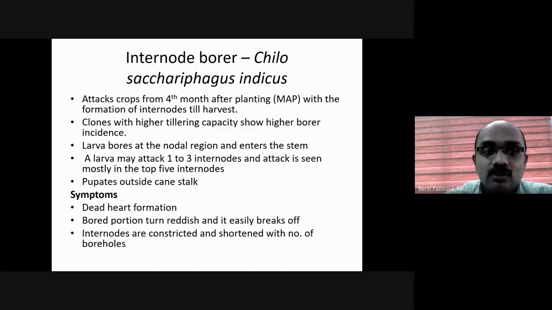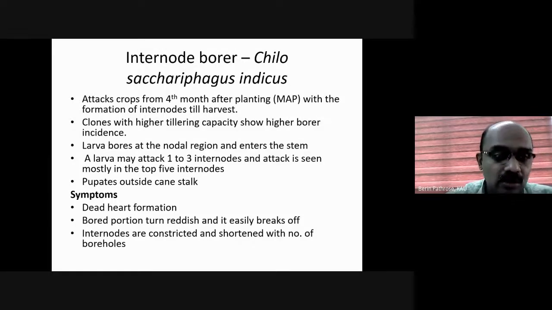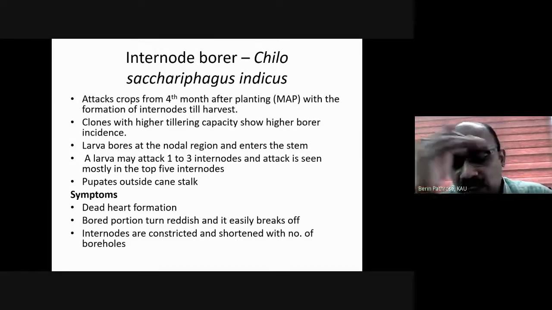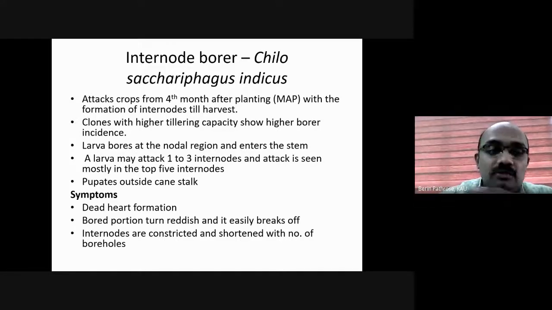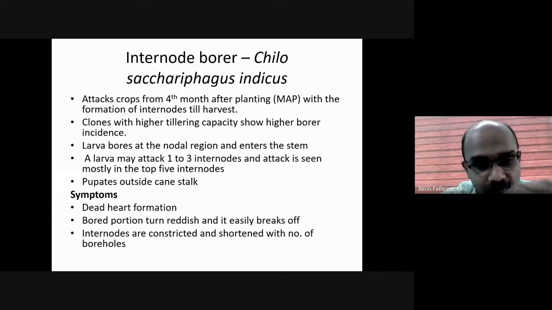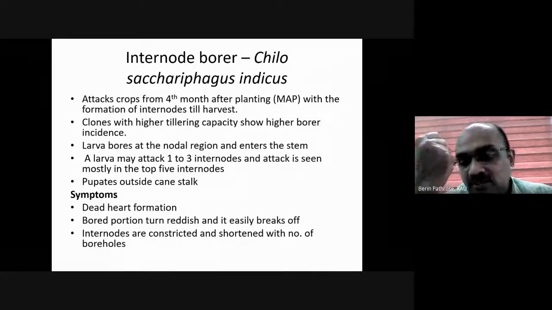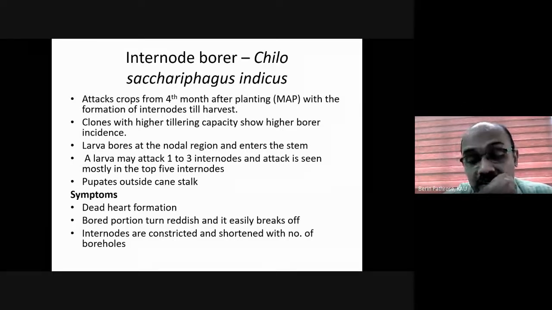From the fourth month onwards, we will have the infestation of Chilo sacchariphagus indicus, that is internode borer. So that's a pest which attacks the crop from the fourth month, and its infestation lasts till harvest. That means from the fourth month till harvest, we have the infestation of Chilo sacchariphagus indicus, and its infestation is usually seen high in those varieties which have high tillering capacity. So those varieties are highly susceptible.